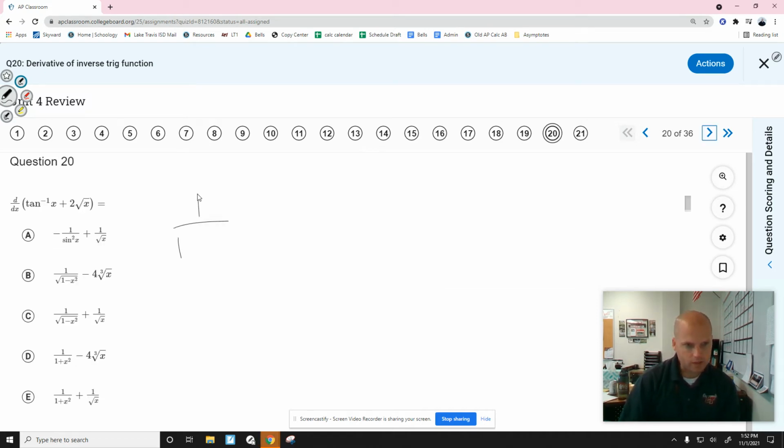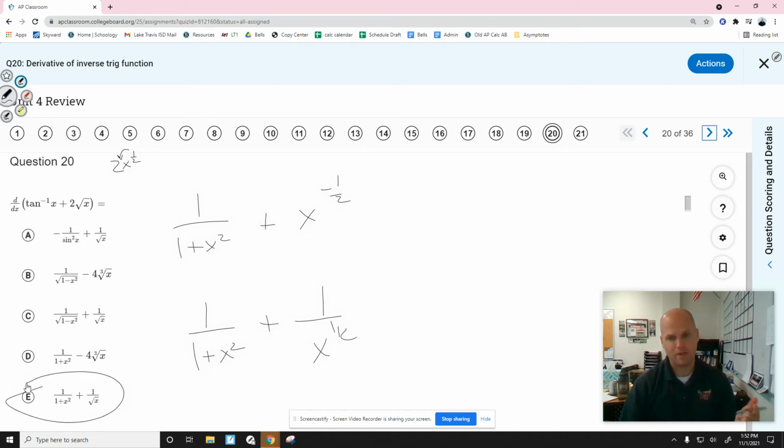Okay, the derivative of arctangent, that's that. The derivative of 2 root x, I write as 2x to the 1/2. Move that down, subtract 1. X to the negative 1/2. So that gives me 1 over 1 plus x squared plus 1 over x to the 1/2. I feel like they want me to simplify that, but apparently not. So that's it.